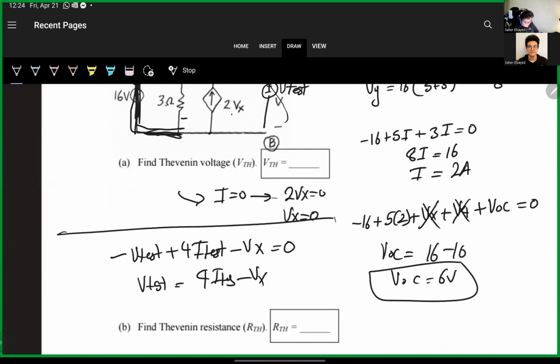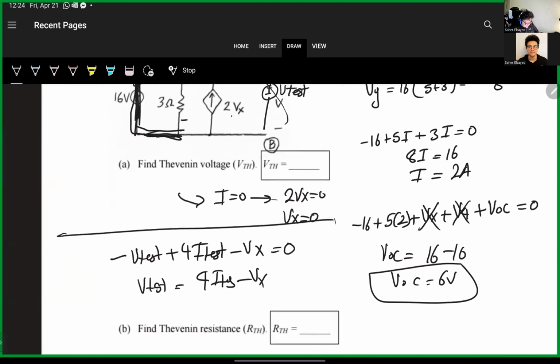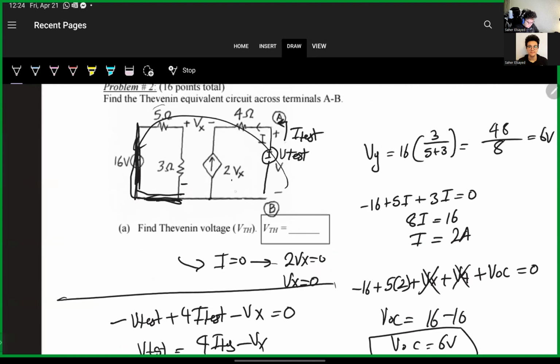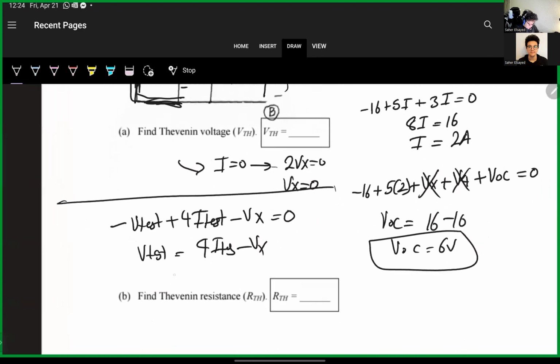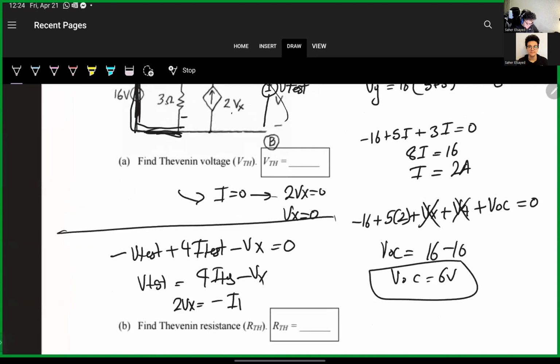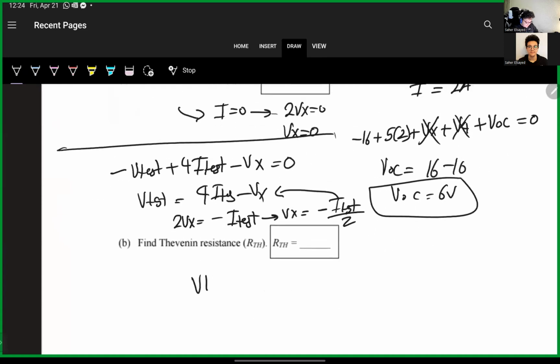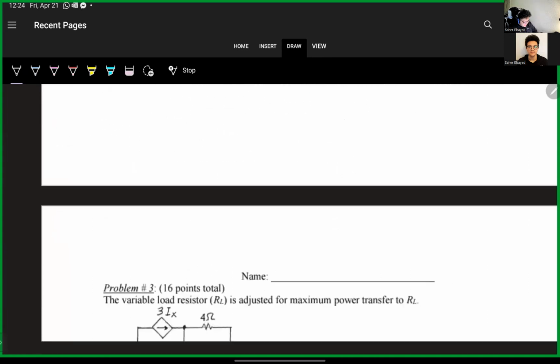Okay, we need to find the relation now with Vx and I test or V test. So what do we know about here? We know that 2Vx is equal to what? Negative I test, right? So from here, we know Vx is equal to negative I test over 2. So we plug back in and then we solve. That's it, basically. And then you solve for V test divided by I test. That is simply it. Hopefully this makes sense.